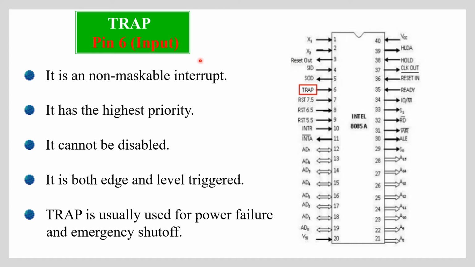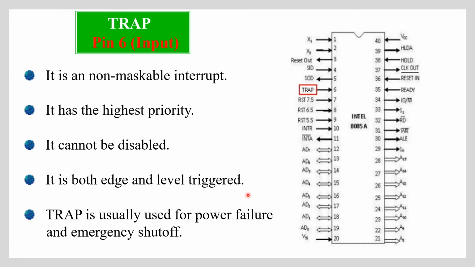It is non-maskable, so it is unaffected by any other interrupt enable or mask. So it is a non-maskable interrupt. It cannot be disabled. It is both edge and level triggered. Edge means from 0 to 1, level means either high or low level. So it is both edge or level trigger.